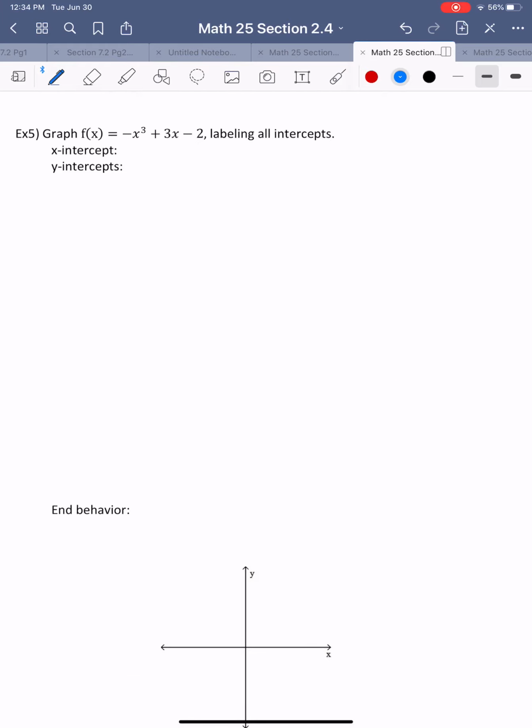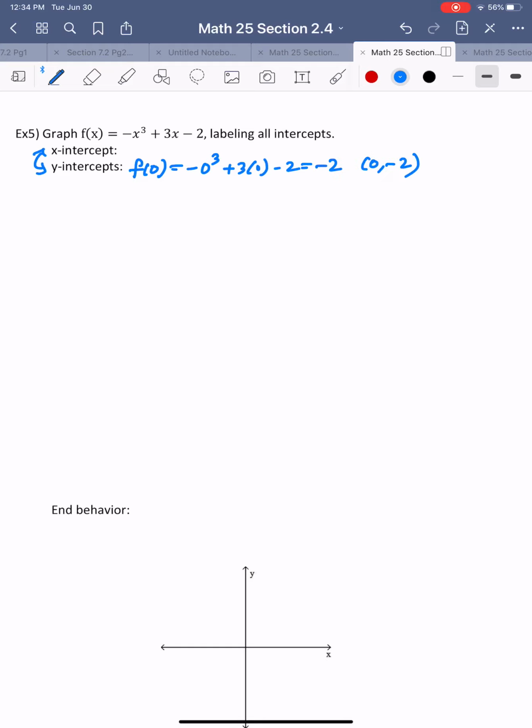Example 5. Graph f of x equals negative x cubed plus 3x minus 2. The x-intercepts we have to find, and the y-intercept is easy. So the y-intercept is f of 0, which is negative 0 cubed plus 3 times 0 minus 2, which is negative 2. So 0, negative 2.